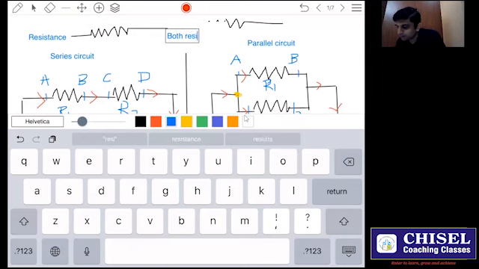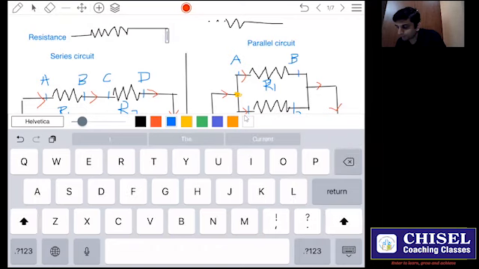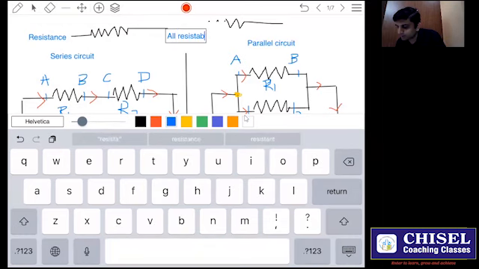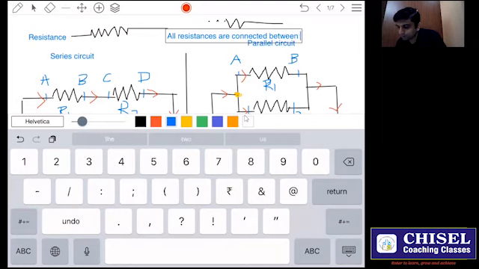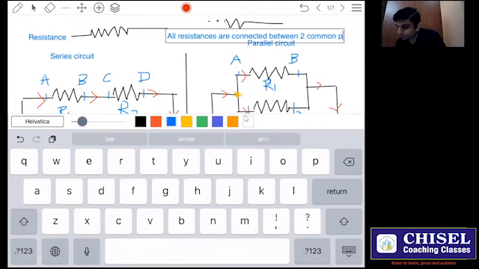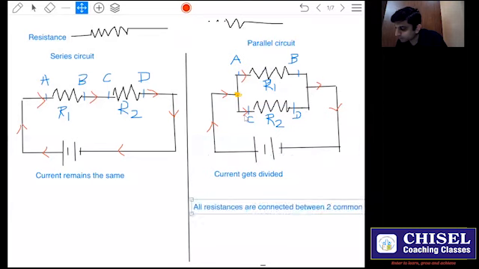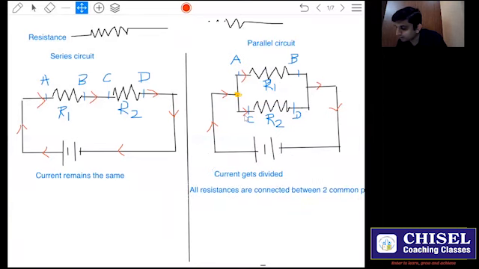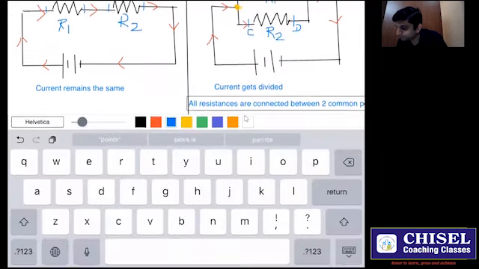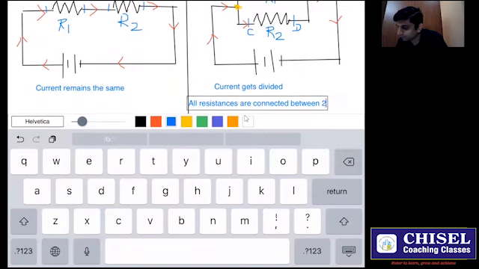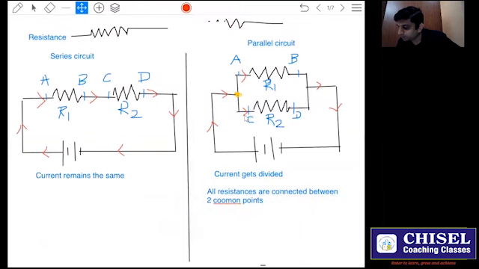So the point that comes up over here is, both resistances, or all resistances, are connected between two common points. Okay, now see this, all resistances are connected between two common points.